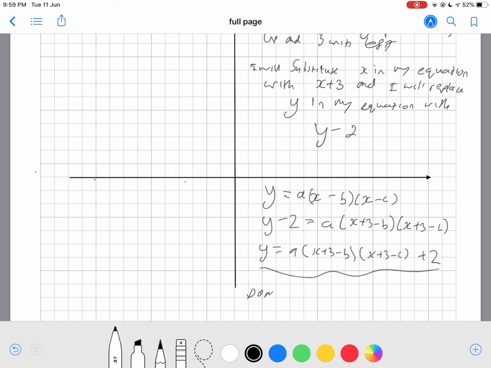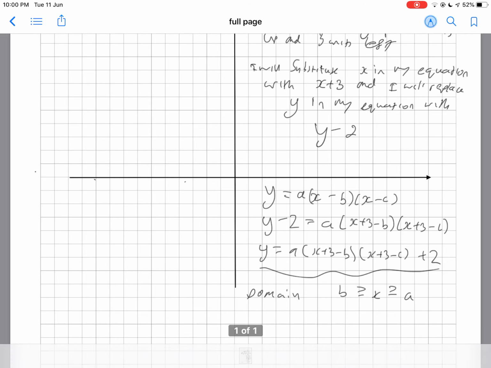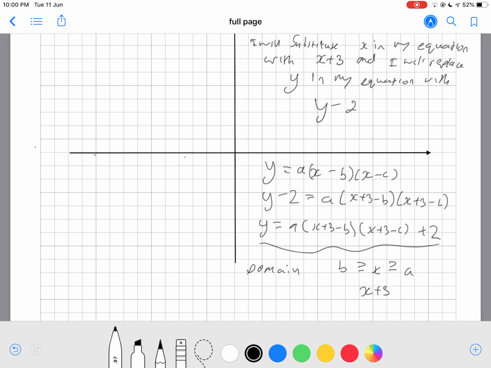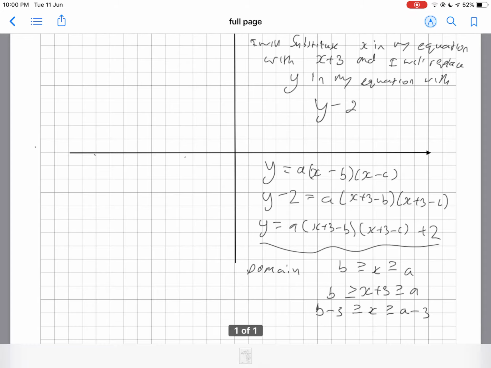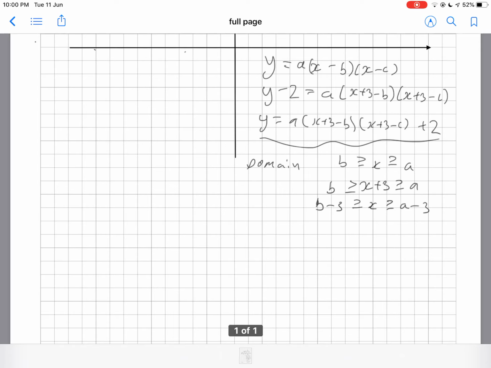So how will our domain change, okay? If our original domain was A less than or equal to X, X less than or equal to B. So I'll substitute X in my equation with X plus 3, okay? So we say X plus 3 is greater than or equal to A, less than or equal to B. So we move the plus 3 to both sides, so plus 3 becomes minus 3. So B minus 3 is greater than or equal to X, X is greater than or equal to A minus 3. So that's how your domain will change. Okay, so everything has been moved to the left by 3 units, okay?